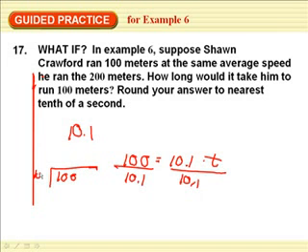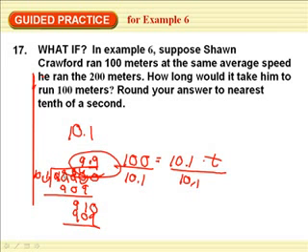100 divided by 10.1, move the decimal over and up, 1010, which would be 909, right? Am I doing that right? 909, yes. Borrow, 1991, add a 0, bring it down, goes in there about 9 more times. 909, that's really close. So approximately 9.9 seconds is how long it would take him to run 100 meters at the same rate he runs 200 meters.